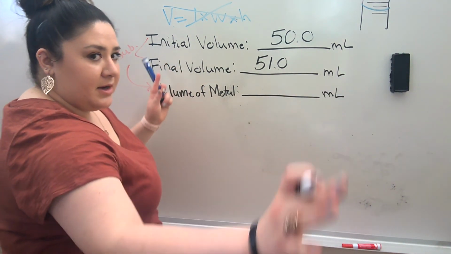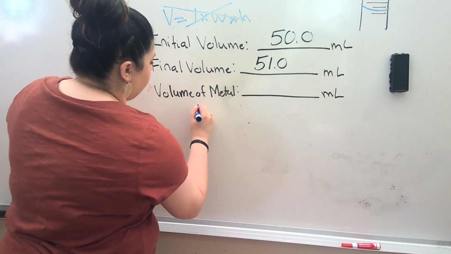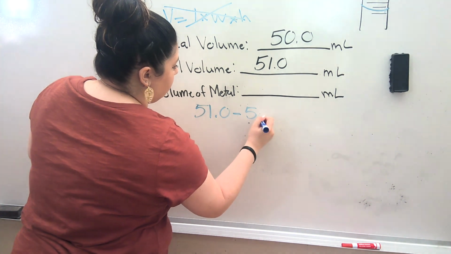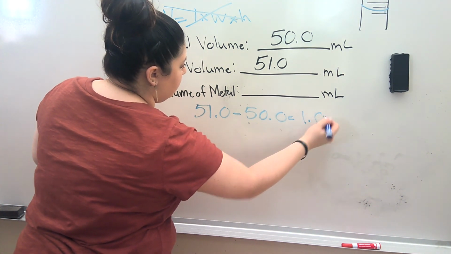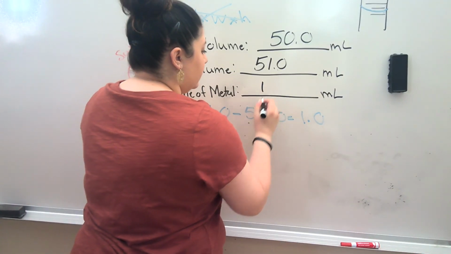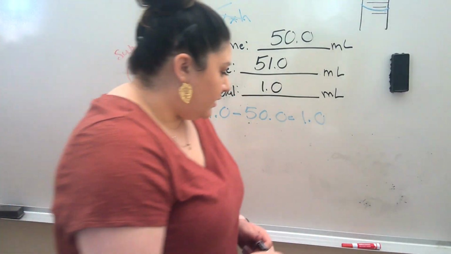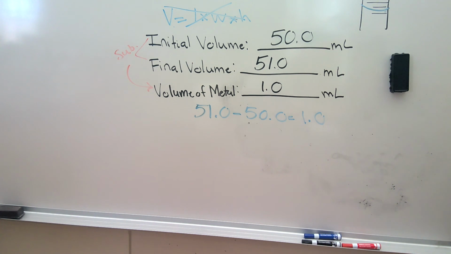So really big math here. We're going to do 51 minus 50, and that's going to give us 1. So the volume of our metal is 1.0 milliliters. Okay, so that is called water displacement, and that is how you would find the volume of your objects and your metals if we were doing this lab together.